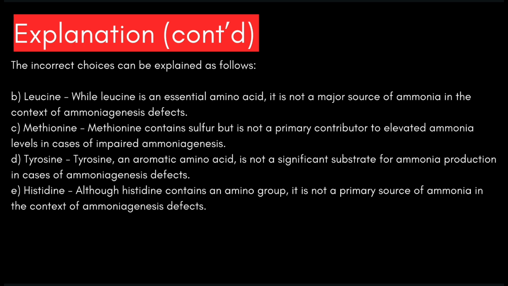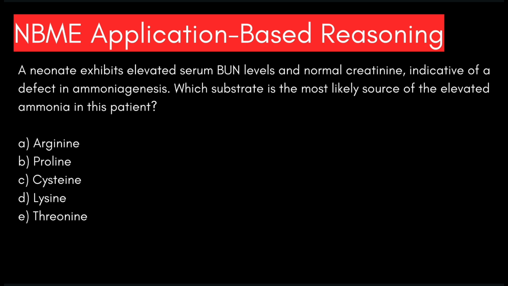Let's go ahead and move on to the next question. A neonate exhibits elevated serum BUN levels and normal creatinine, indicative of a defect in ammonia genesis. Which substrate is the most likely source of elevated ammonia in this patient?